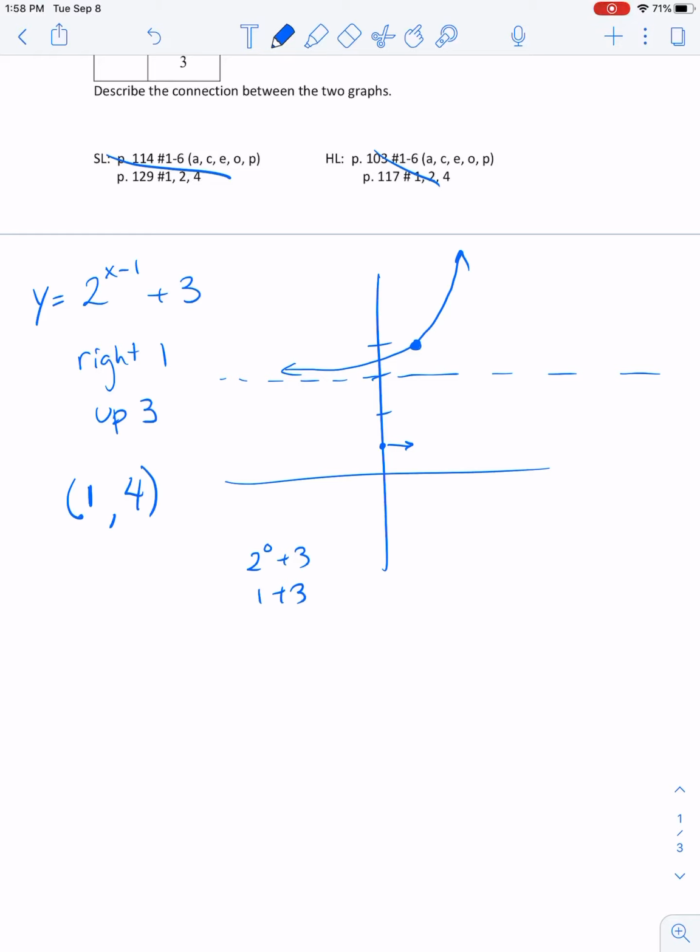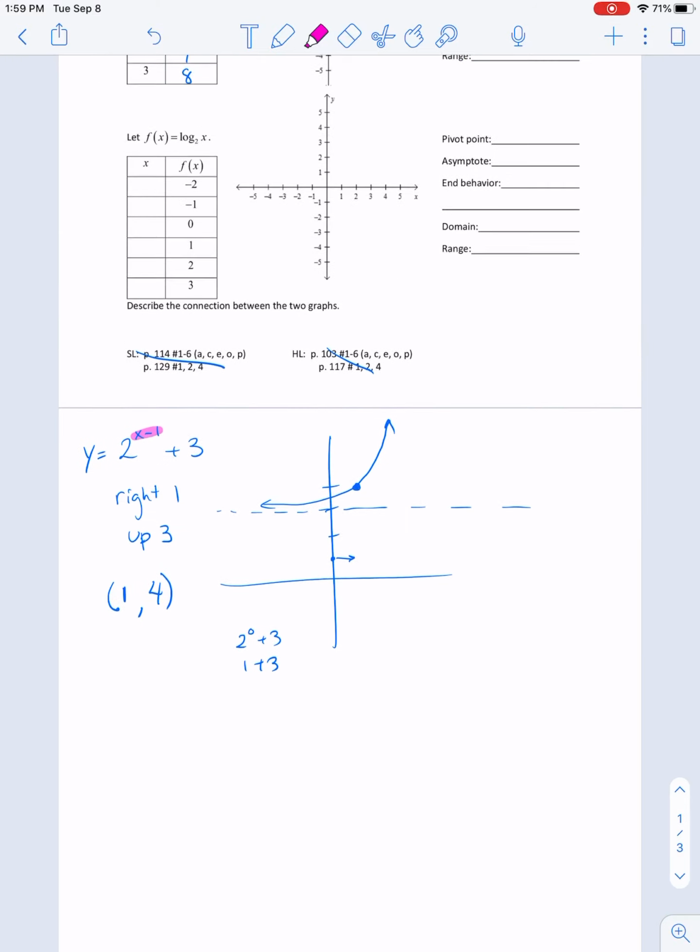Okay, so for the pivot point, what I always think of is how do I make my exponent 0? And then once I figure out what x value to plug in, I figure out the corresponding y value. Okay, coming back here.